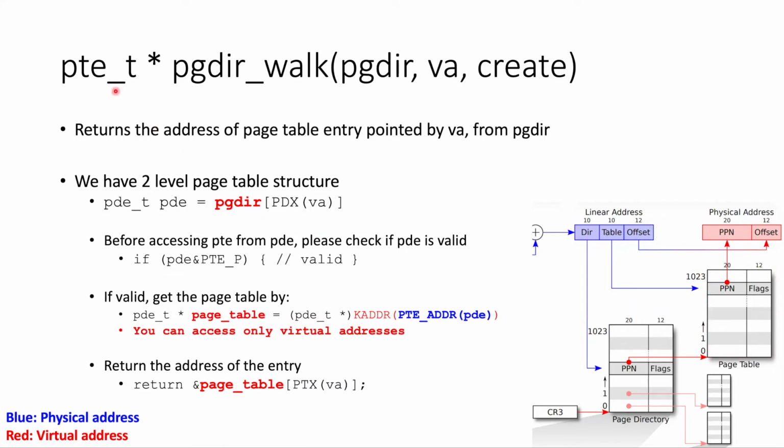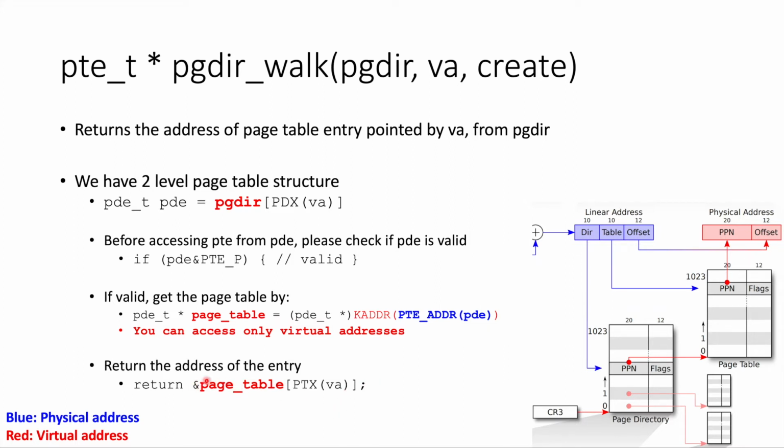And then, because the function requires that we return the address of the page table entry, after having this page table address, we need to index the page table with PTX. So here we use PDX to get the top 10 bits, and here, because we are accessing the second level page table, we need to use PTX to get the second 10 bits from the virtual address as an index. Then we will index that and return the address.